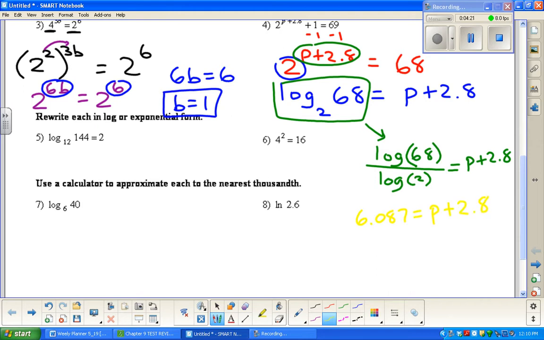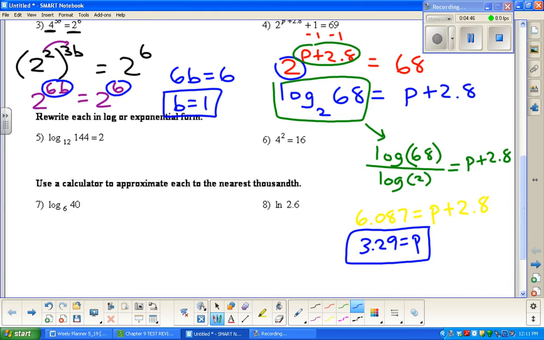Okay, so that equals p plus 2.8. So when we go and subtract our 2.8, we will get our final answer of around 3.287, or if we round it, 3.29 should be your p-value there. Okay, so just don't forget, change the log form, then get your calculator out, and your calculator can do all the logarithms for you. Okay, so that should be your answer to number 4.